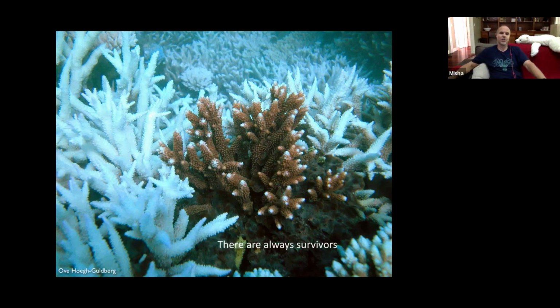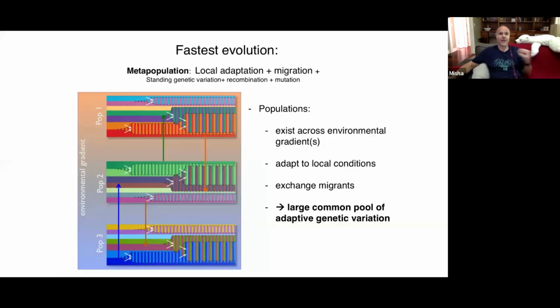Well, so the question is, oh yeah, one more thing about rapid evolution. Corals actually have an additional facilitating aspect of their biology. They exist not as one single interbreeding population, but as many different populations, inhabiting quite a lot of environmental gradient. These populations evolve on their own, adapt to the local conditions, and exchange migrants. This is called the meta-population.